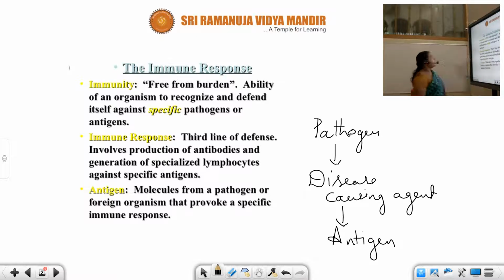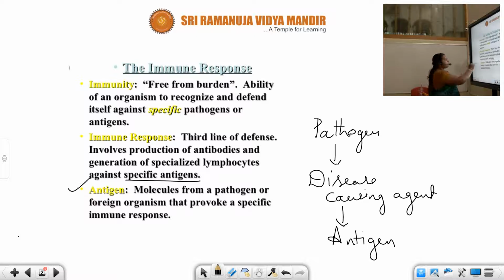This disease causing agent is also known as antigen. Now let us see about the immune response. The third line of defense involves the production of antibodies and the generation of specialized lymphocytes against the specific antigens. So students, in our blood we have three different types of blood cells: RBC, WBC and platelets. You know the different functions of every blood cell. When WBC is concerned, it takes care of the immune system. It shows an immune response against the foreign pathogens.